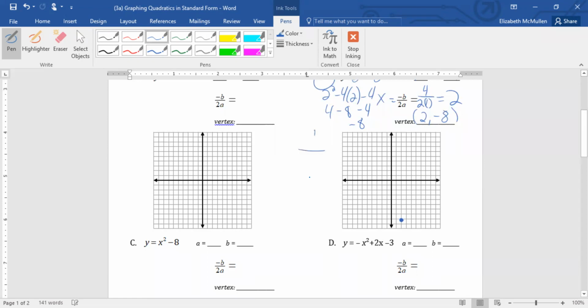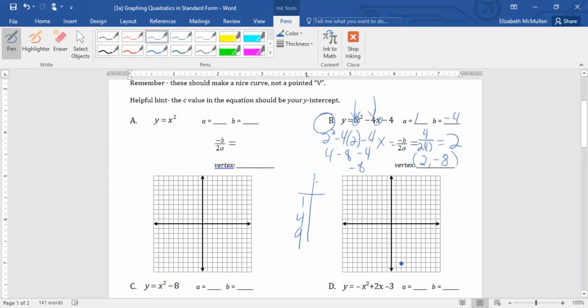We then can use our 1, 4, 9 table, just like we learned yesterday. And my a value is 1. So this is going to be a standard 1, 4, 9. Out 1, up 1. Out 2, up 4. 1, 2, 3, 4. Out 3, up 9. And then we graph it. Remember to make it a U, not a V.